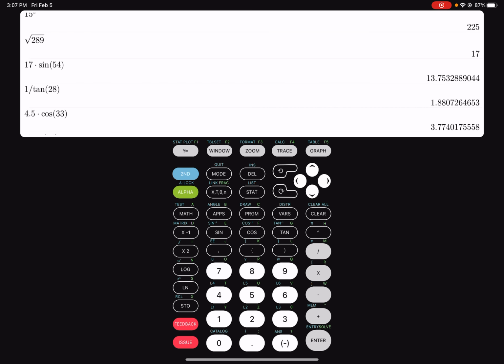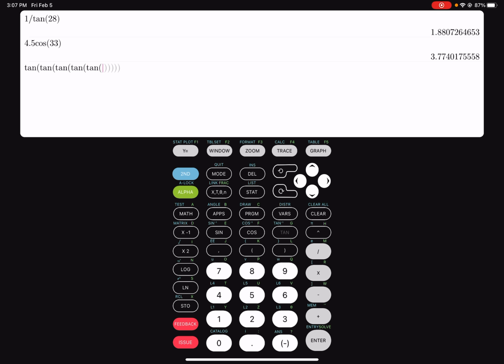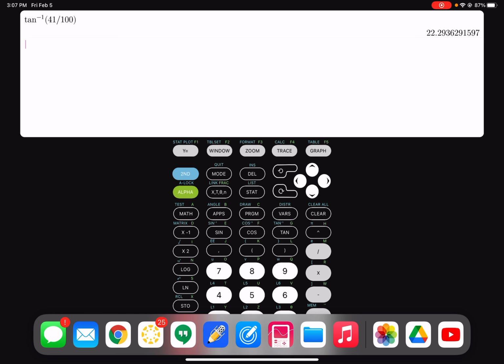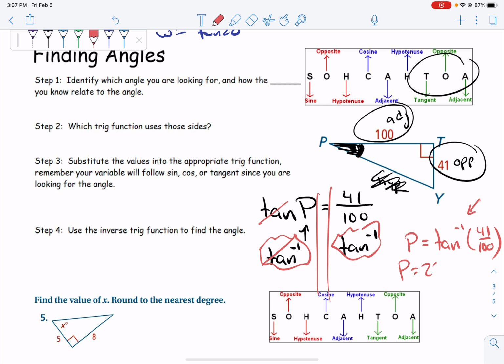So on my calculator to do that, if you noticed right here, you've got the tangent button. Well, right above the tangent button in blue is a tangent with a little -1. That's the inverse tangent button. So if I hit second and tangent, I get tangent to the -1. And all I do is put in the numbers. I'm supposed to be doing inverse tangent of 41 divided by 100. When I hit enter, it tells me 22.29. So P equals 22.29. And remember, P is an angle.